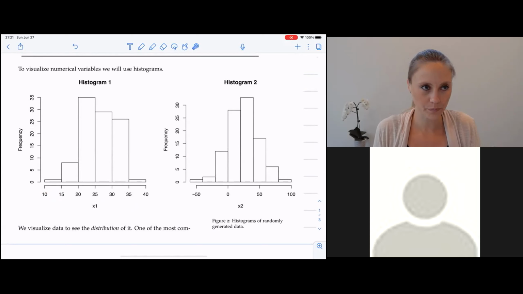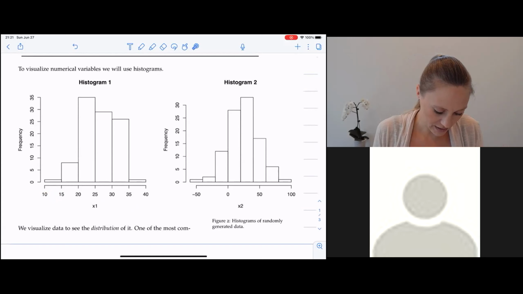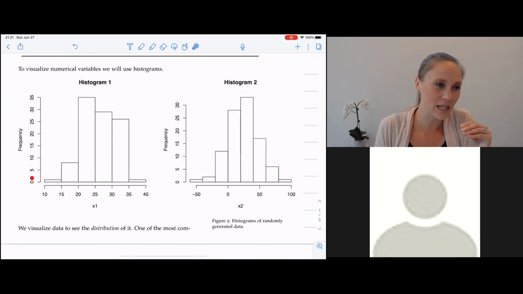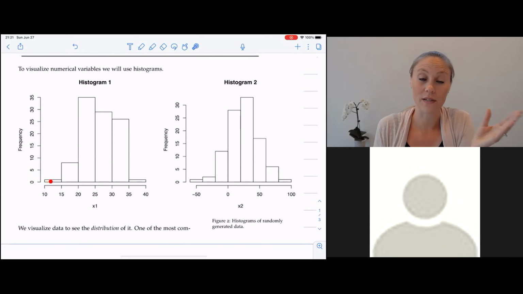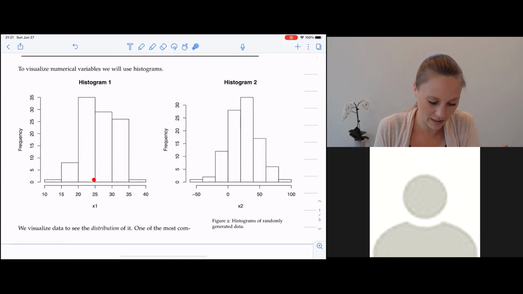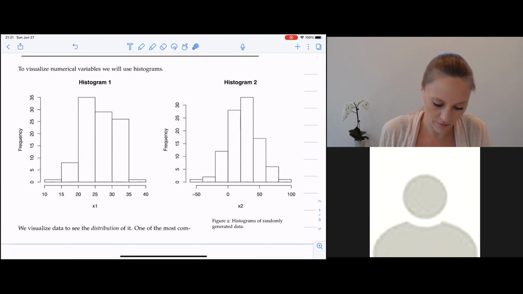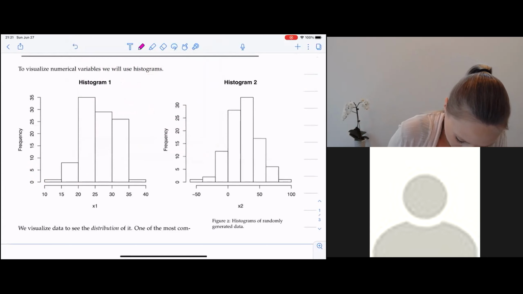Here we can see that there weren't very many points. Looking at the scale, it looks like maybe one or two were in the 10 to 15 bin, whereas in the 20 to 25 bin, we have almost 35 data points, right? That's a lot. So here it's easy to visualize the distribution of the data. Okay, so we visualize the data to see the distribution of it.